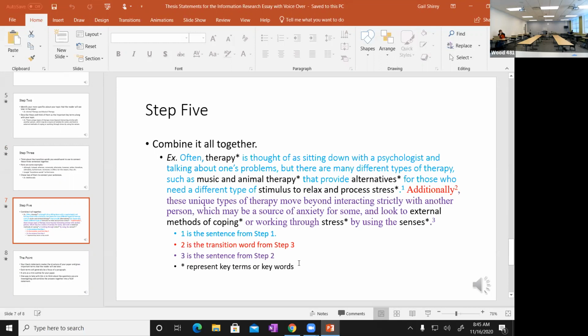So here we go. They started right away. Often therapy is thought of as sitting down with a psychologist talking about, so in other words, they're describing the topic, right? Then they go to sentence 2, there's the transition word as well. And then you get into your second sentence. So in this case, they have 2 really large sentences and it works for the thesis. It covers all the elements. If you can't get it in 2, then of course you may do a 3rd.